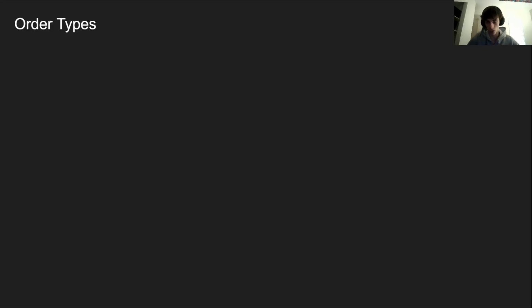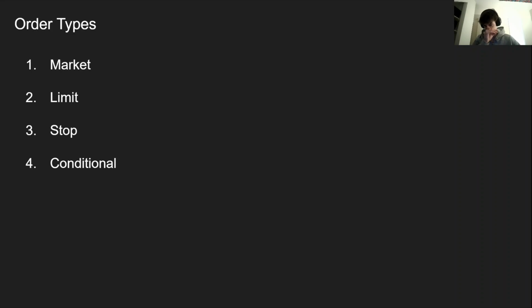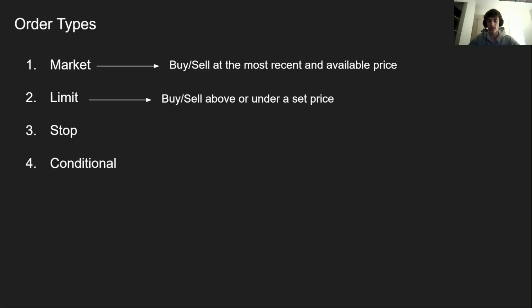And so as far as order types go, there's 4 main order types. You have market, limit, stop, and conditional orders. I really only use limit and stop orders. Market orders and conditional orders sort of have faults, and I'll talk about that here in a minute. But for market orders, this is going to be buying and selling at the most recent and available price. And then limit is going to be buying and selling above or under a set price.